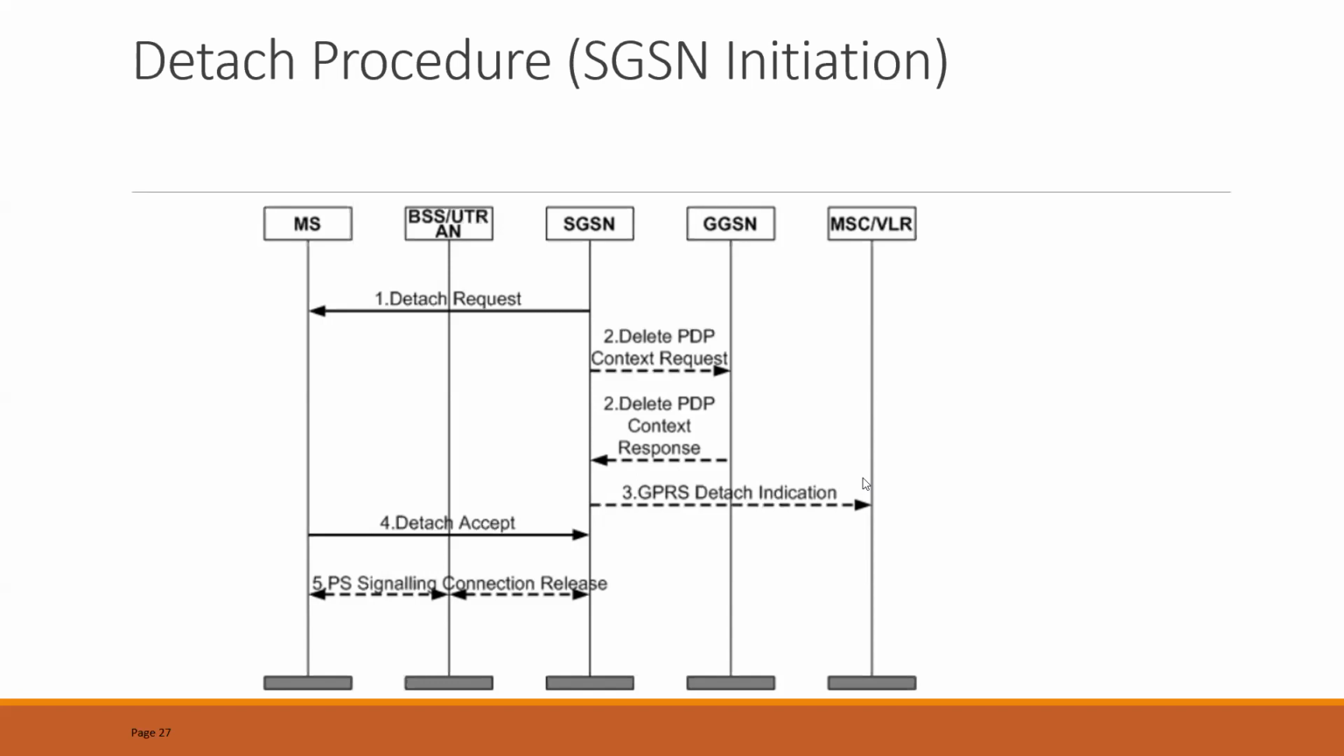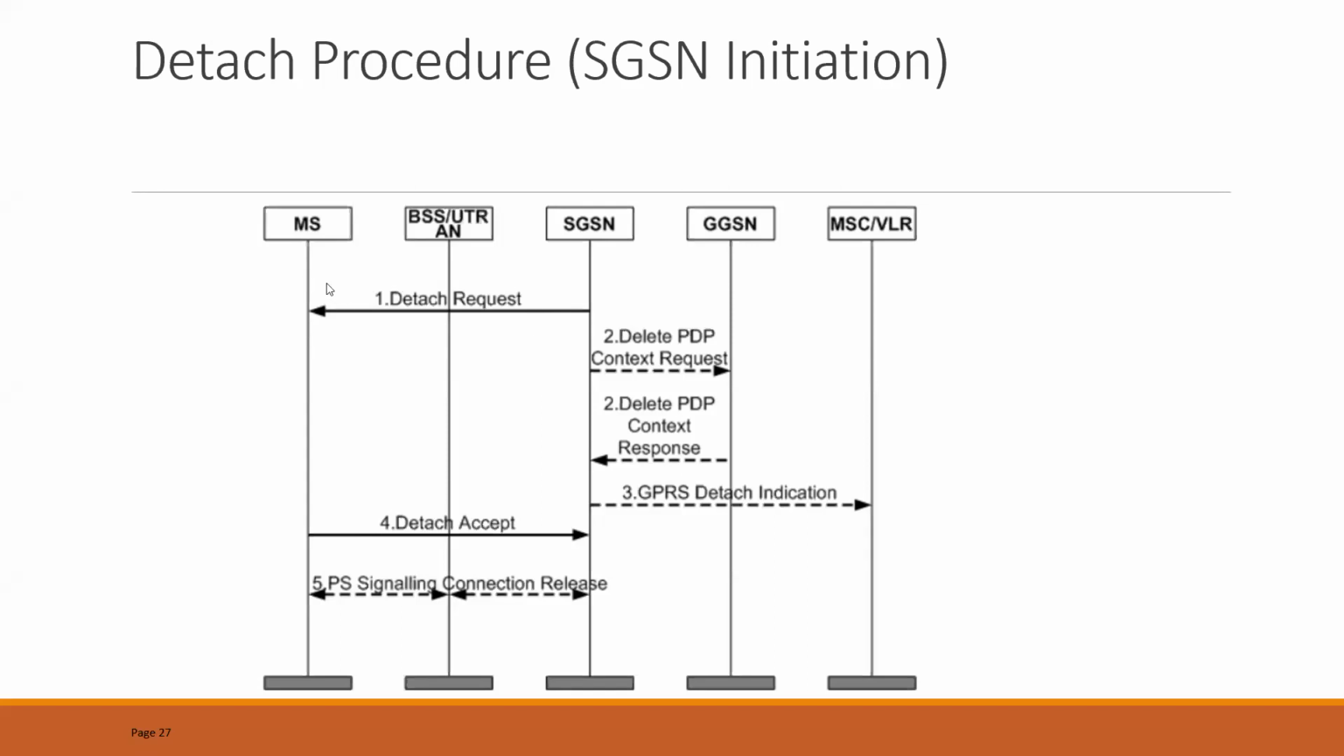If you had a combined location update enabled, then you will indicate to the MSC as well, but this is usually not used in 2G, 3G. So you will send an indication to the MSC as well. Based on that, your MSISDN will detach and it will send a detach accept message to your SGSN. And then if there is any signaling connection available, the signaling connection is going to be released.